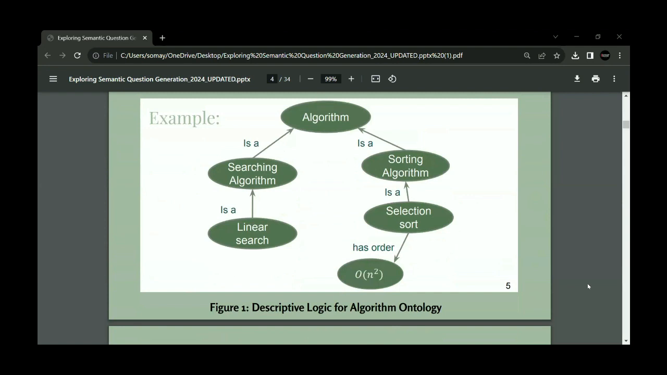Here is an example of the algorithm ontology that we are going to generate questions from. As we can see, the concepts are represented in ovals and the arrows are representing the relationships between those concepts. For example, here we have an is-a relationship between sorting algorithm and algorithm. So a sorting algorithm is an algorithm. And here is another property of this concept, the selection sort, that has order of n squared.